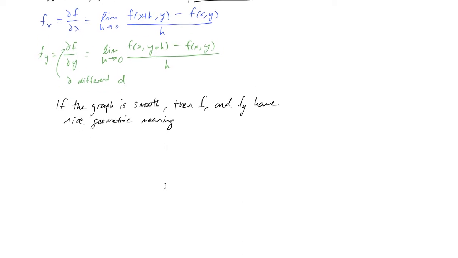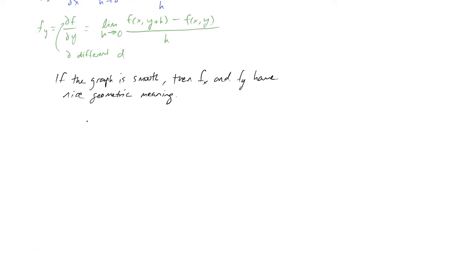So if the graph is smooth, then the partials have a nice geometric meaning. Let me draw a picture to illustrate this. So say we have a function of two variables that looks like this. It's this curved surface. The partial with respect to x is going to be the slope in the x direction. So if we have a point here, its slope in the x direction, so it looks like that, is going to be described by the partial. Draw this little triangle. Rise over run is going to be that slope. And the partial with respect to y is going to be the slope in the y direction.